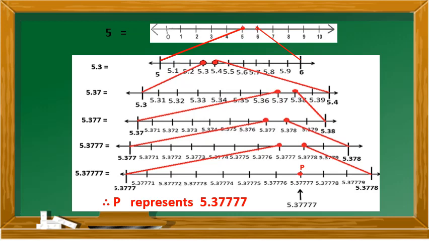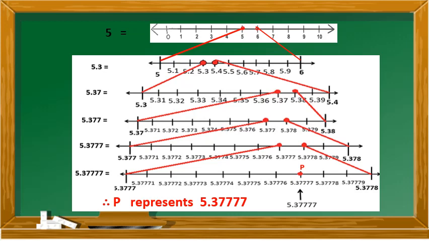5.377 represents 5.3770 and at last 5.378 represents 5.3780. Now start marking the points 5.3771, 5.3772 and so on till you finish with 5.3779 and at last 5.378. Now circle 5.3777.